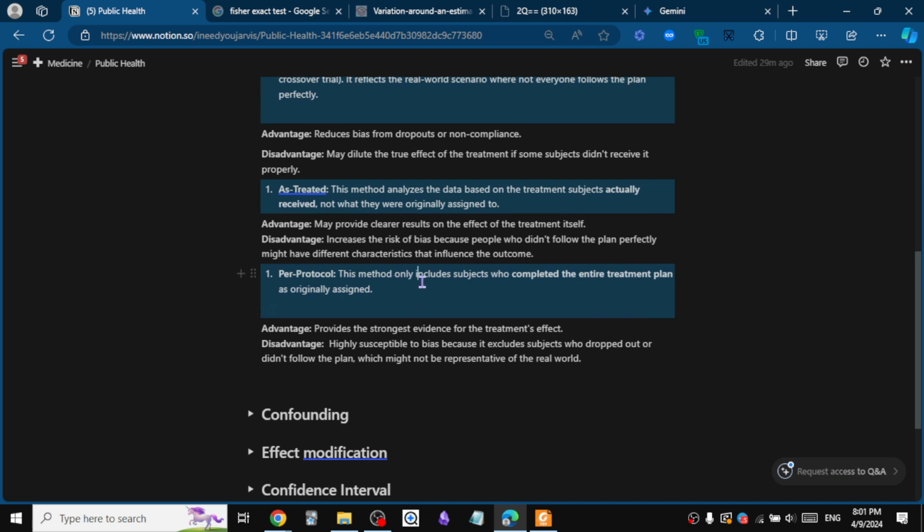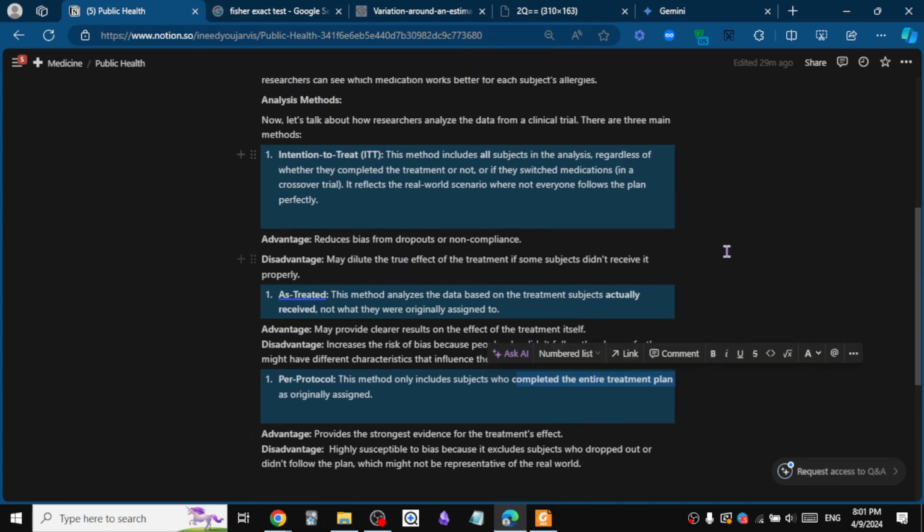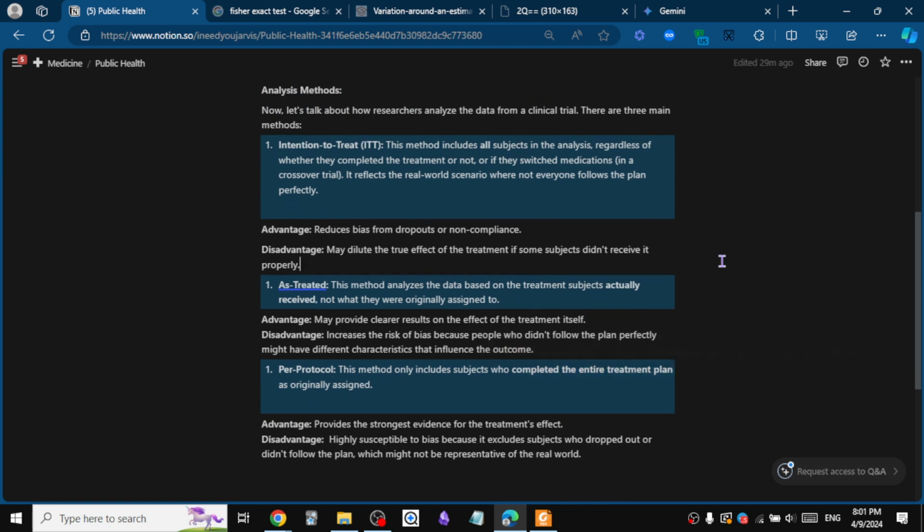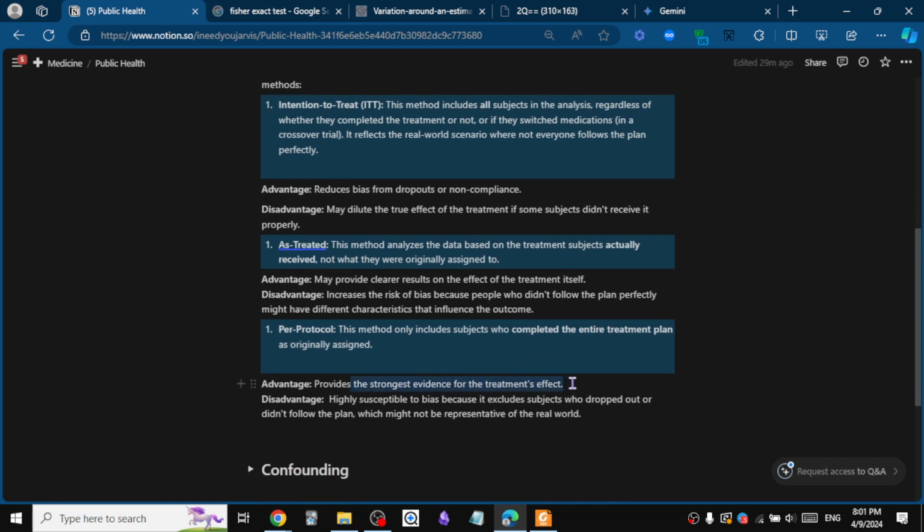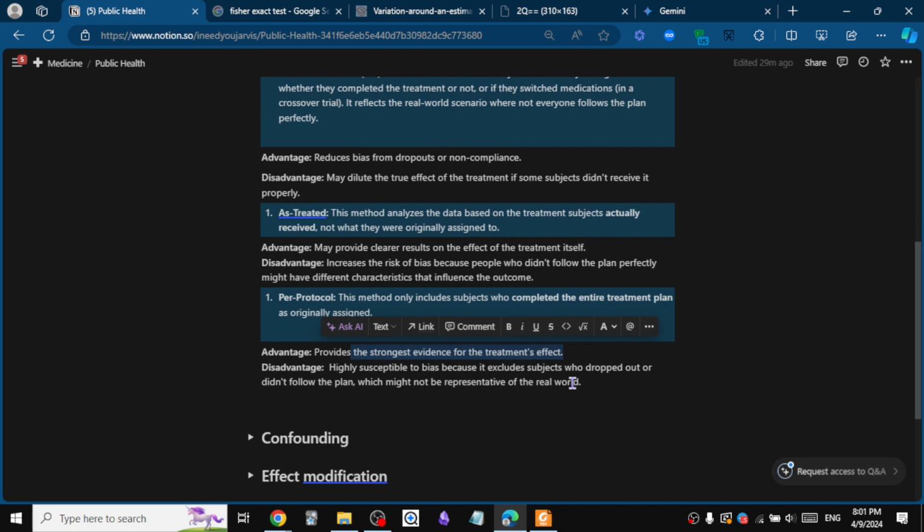Per protocol: this method only includes subjects who completed the entire treatment plan, right? So whoever dropped out, I don't care about them, I'm just going to care about who completed it, okay? All of them have their advantages and disadvantages, and this is where we have to design our studies appropriately, right? It provides the strongest evidence for the treatment effect, because if everyone who has stayed and completed the treatment will show an effect or not, depends on what they found, right? But if they stay, it's good for us. If they drop out, it's bad for us. So let's just not account for them, okay?